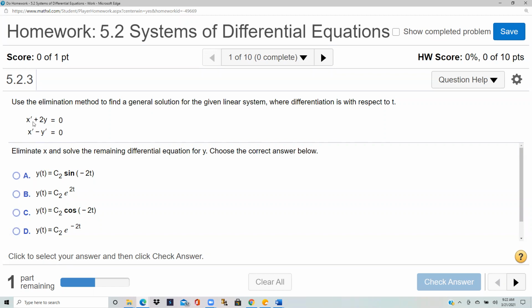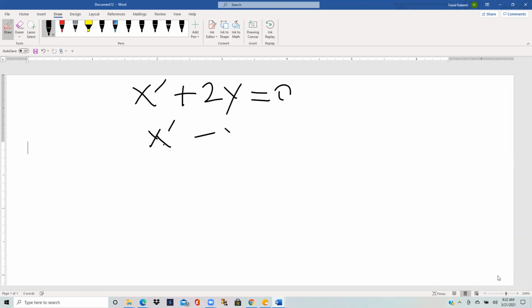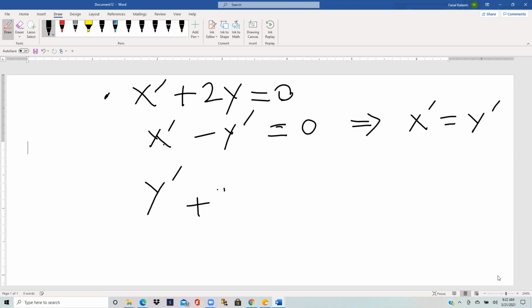So let's just rewrite these equations. x prime plus 2y is equal to 0. And then the second one was x prime minus y prime is equal to 0. So the second one implies that x prime is equal to y prime. And we substitute this in this first one. So replace the x prime with y prime. So you have y prime plus 2y is equal to 0.